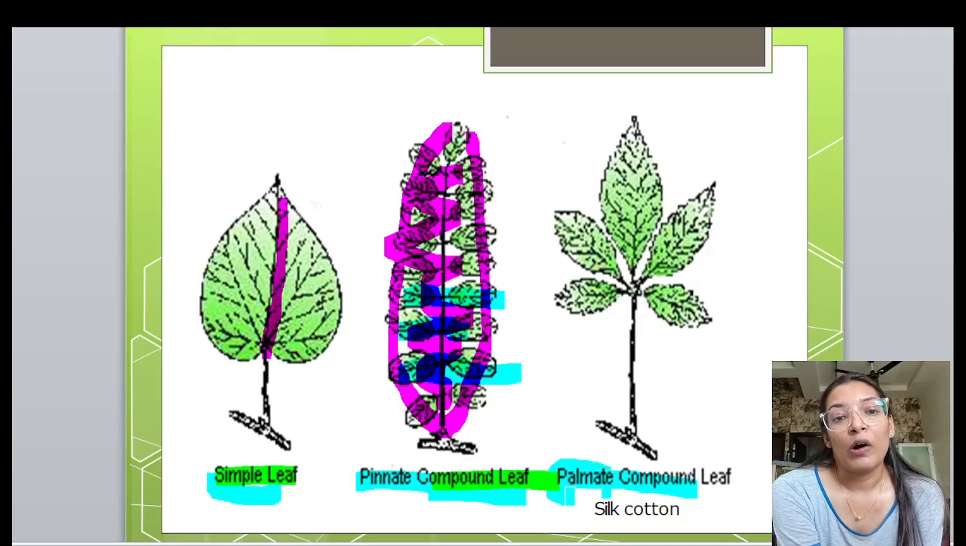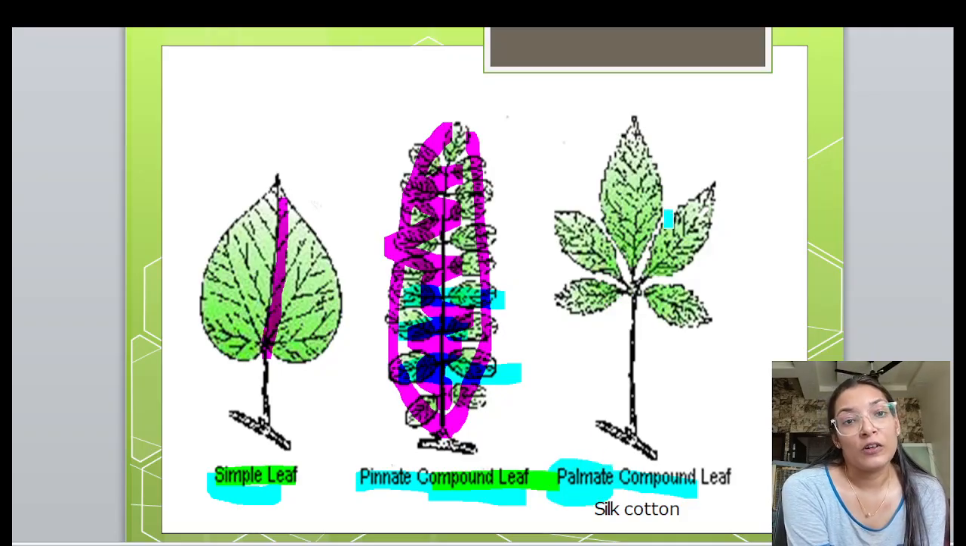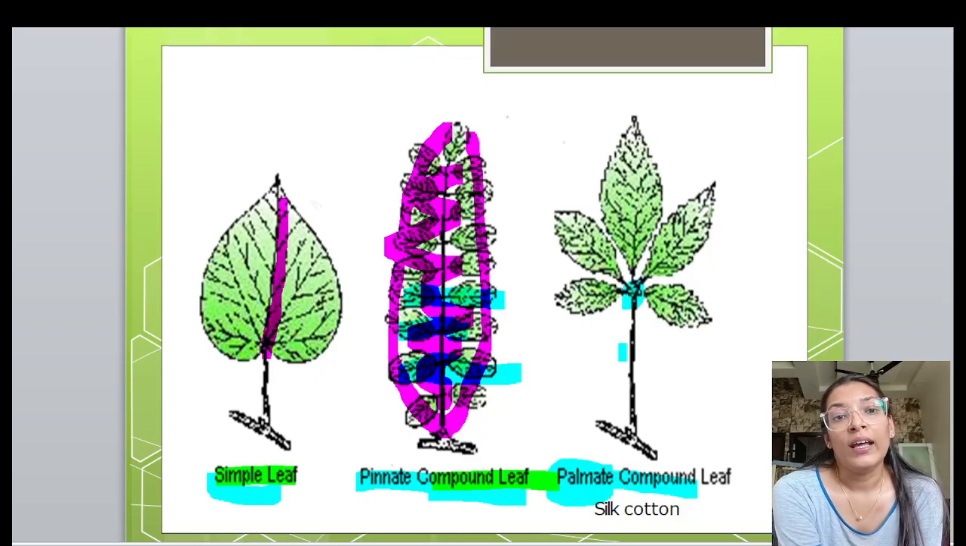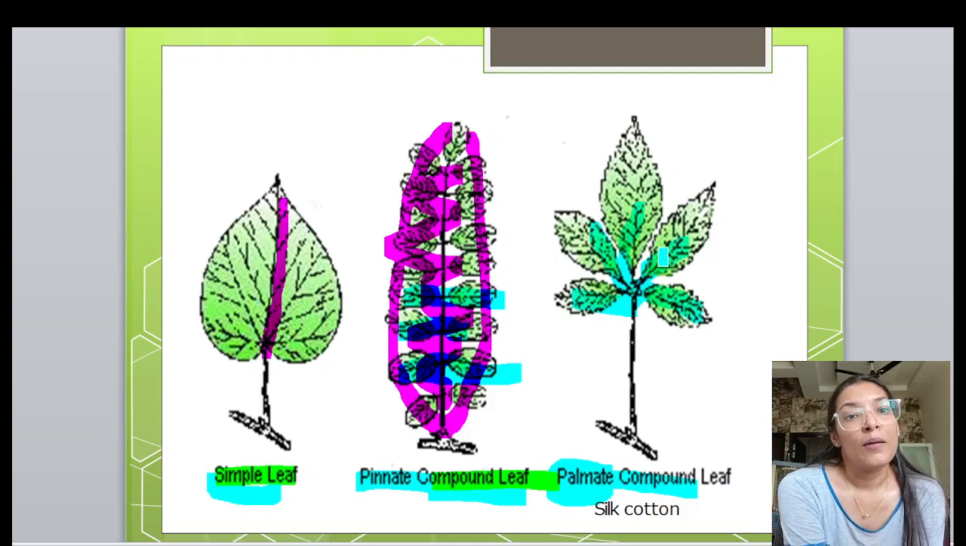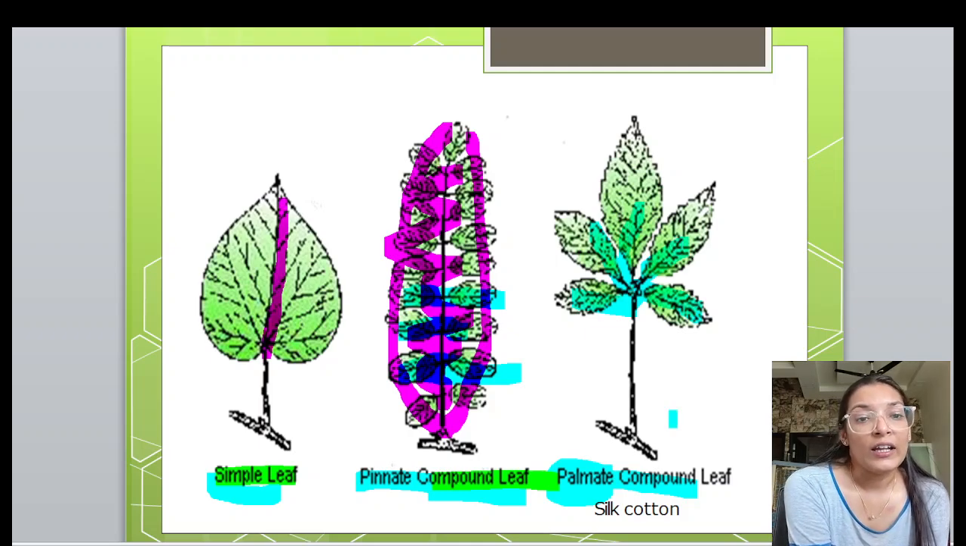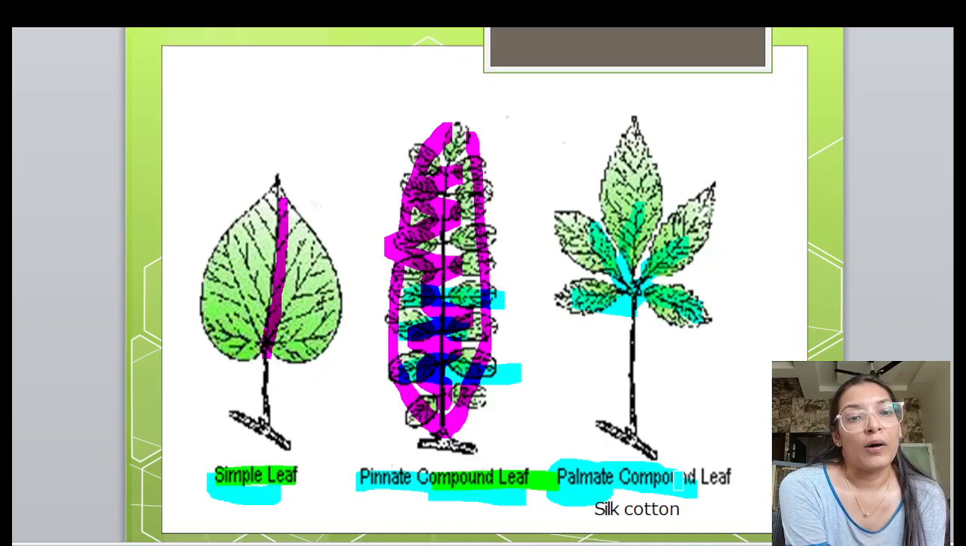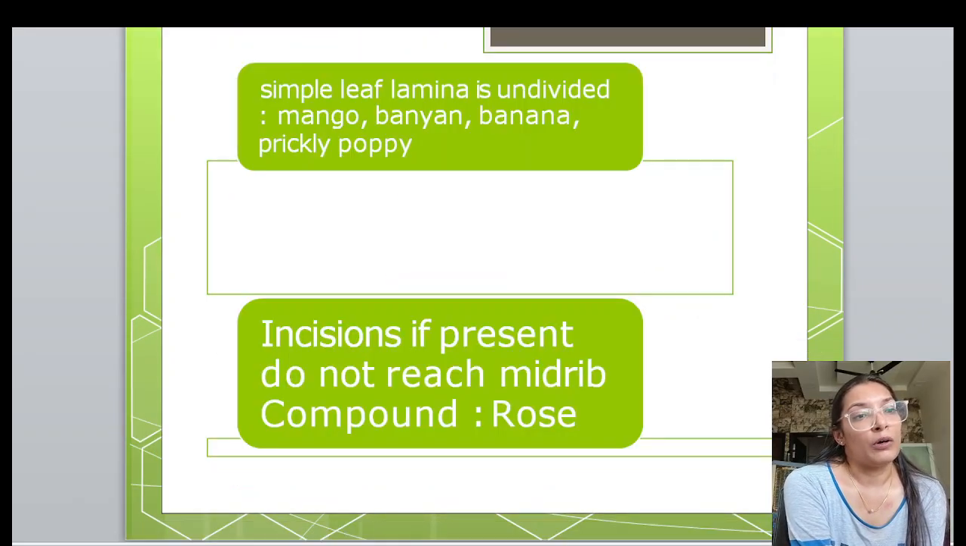In a palmately compound leaf, you can observe that the leaflets are arising from a common point and they are forming a palm-like structure. If you place your fingers, your palm open, just on it, you will find that it is superimposing the pattern of the leaflets, right? So it is called a palmately compound leaf. An example is silk cotton, and here you can observe the pinnately compound leaves. So this was all about the simple and the compound leaves.